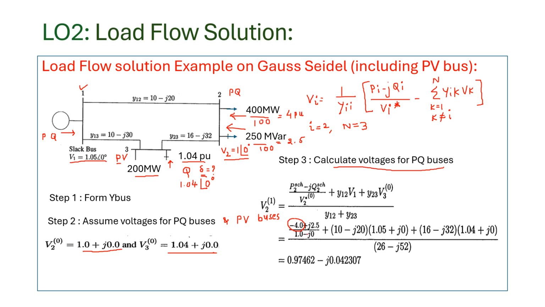And we get the voltage at this bus, V2, as 0.97462 minus j0.42307. In the exam, we have to go up to 4 decimal places. We can go for 6 decimal places for more accurate answers. So this is how the voltage at bus 2 is calculated. This is the more correct value. The assumption was 1 at an angle 0, but now we have obtained the more correct value.